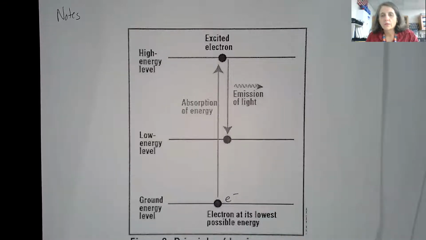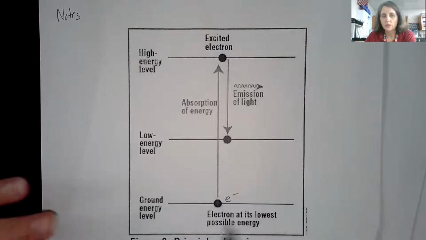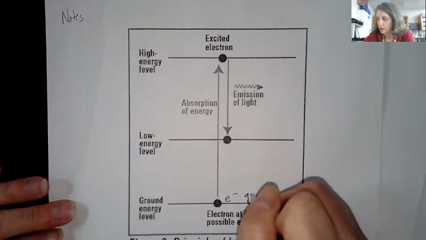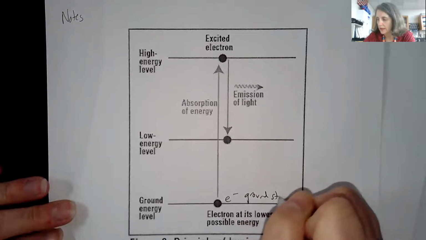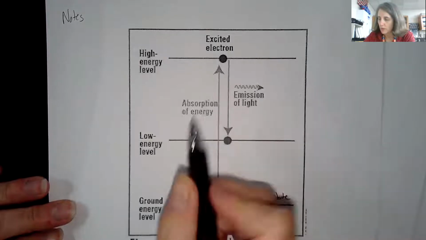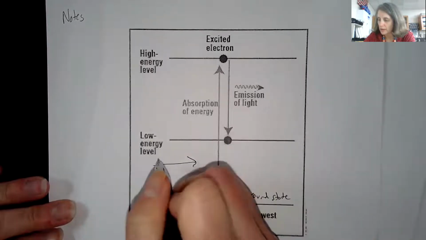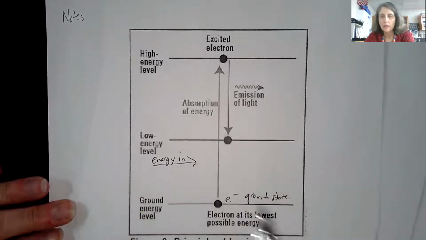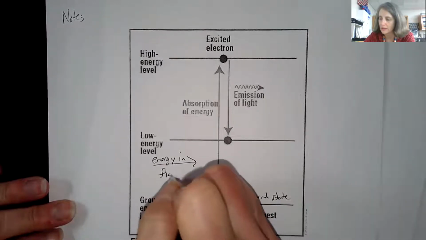So in order to move the electron, we have to put what we call energy in. So please note that this is called the ground level or the ground state of the electron. So this is where the electron normally is. But when we do an experiment, we are putting energy in. So draw an arrow pointing in and put flame underneath it.